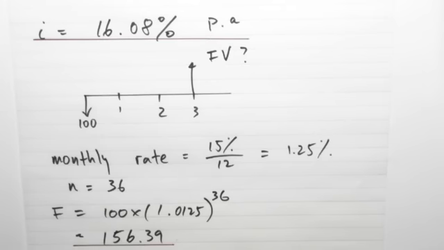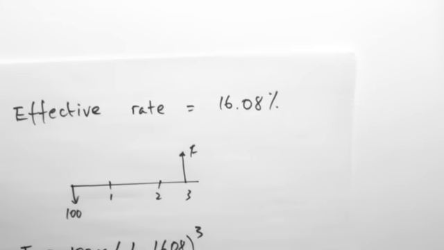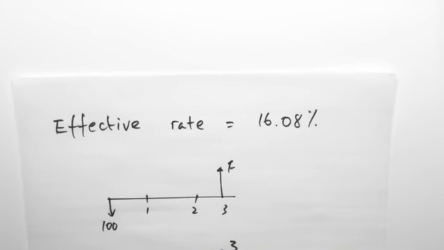One thing to note is when you're dealing with nominal and effective interest rates, you won't be able to use the table, because as you can see, the interest rates that we get are usually not available in the table, so you need to know how to use the equation to work out these kinds of questions. Alright, so let's see how we can work out the same value using the effective interest rate.